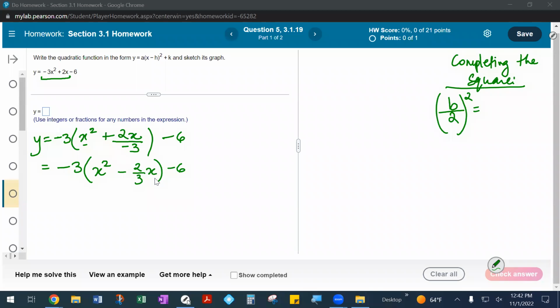Now remember, guys, when you're working with fractions, dividing by 2 is the same thing as multiplying by 1/2. So that's probably the route we will go here. So B is 2/3. You're multiplying it by 1/2, and then we'll square the result.